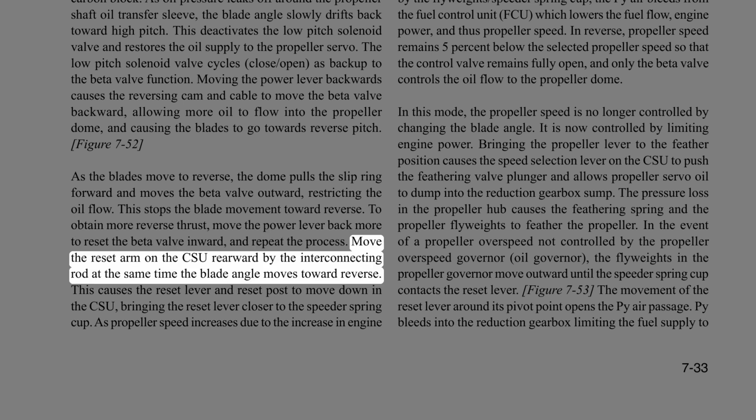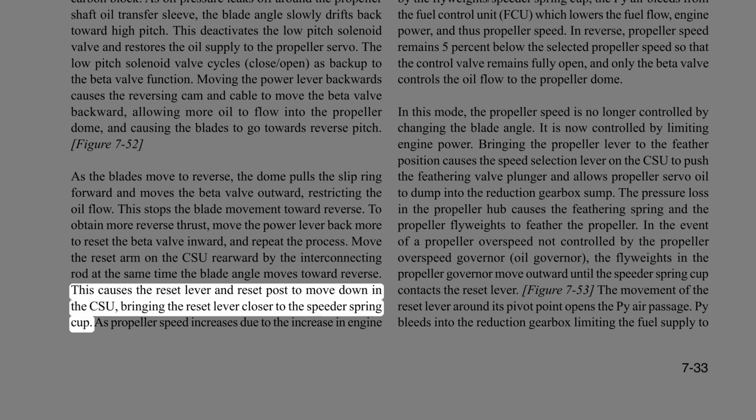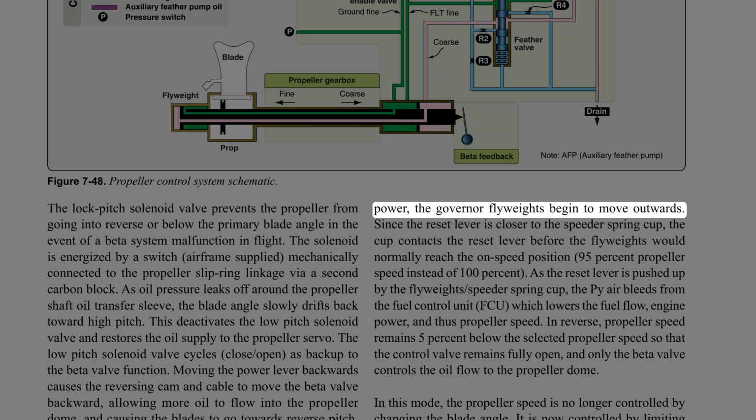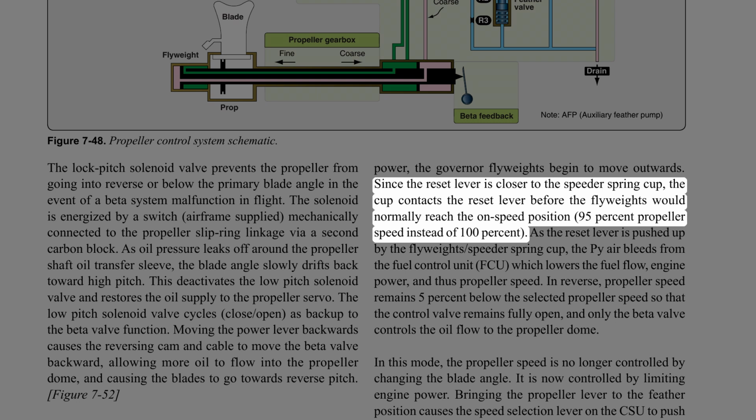Move the reset arm on the CSU rearward by the interconnecting rod at the same time the blade angle moves toward reverse. This causes the reset lever and reset post to move down in the CSU, bringing the reset lever closer to the speeder spring cup. As propeller speed increases due to the increase in engine power, the governor flyweights begin to move outwards. Since the reset lever is closer to the speeder spring cup, the cup contacts the reset lever before the flyweights would normally reach the on-speed position, 95% propeller speed instead of 100%.